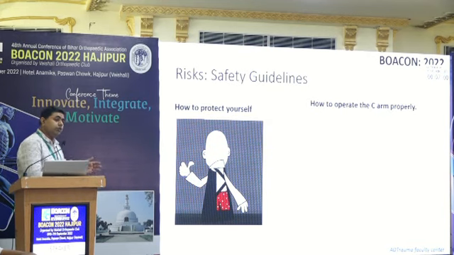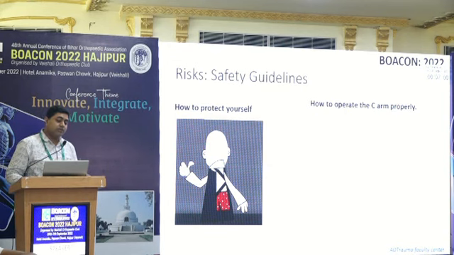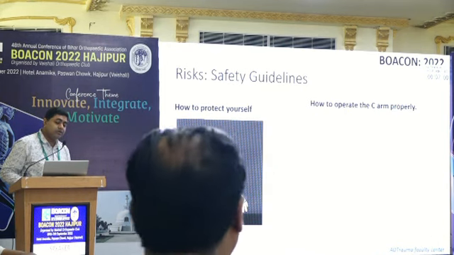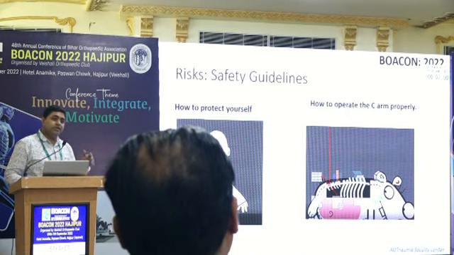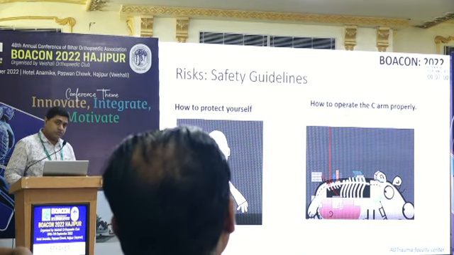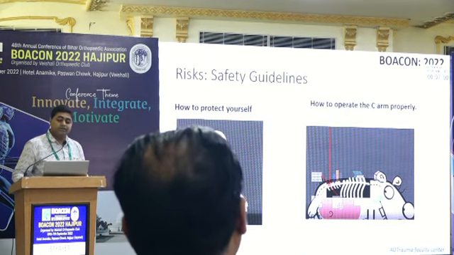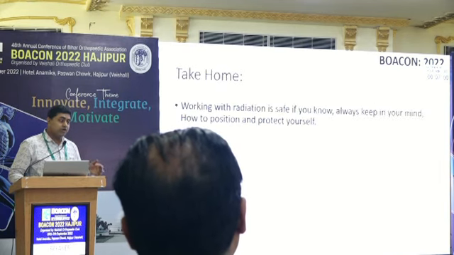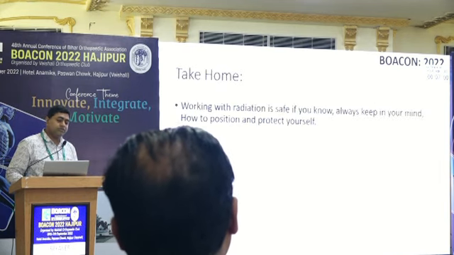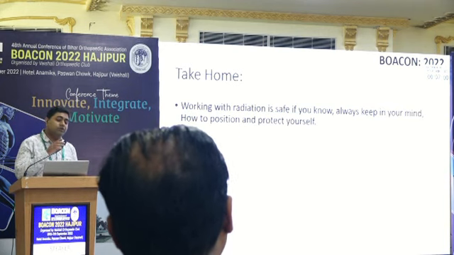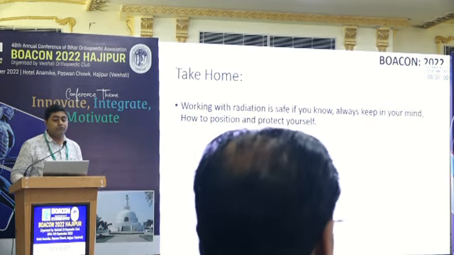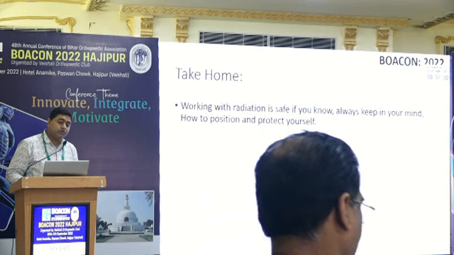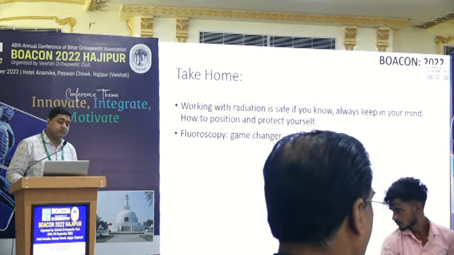Like sometimes you keep your back towards the C-arm, that is not good because it is not covered by the lead. If you are doing the laser, then it also decreases the radiation because you do not need so much of the images. So the take home of this talk is working with radiation is safe if you know. Always keep in your mind how to position and protect yourself.